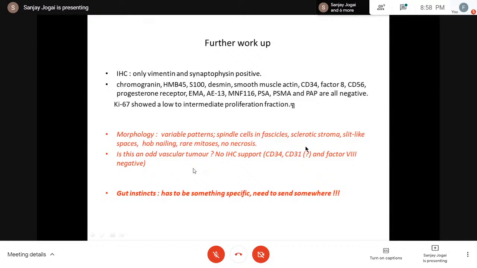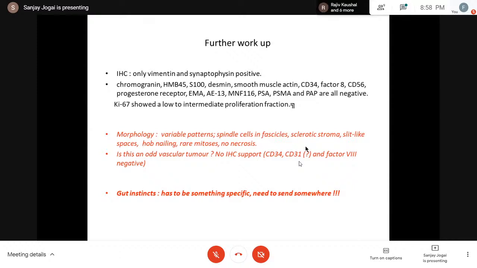Could this be an odd vascular tumor? But then CD34 and factor 8 were negative, CD31 I wasn't sure, because with CD31 we sometimes see a bit of background. Now, by this time I had already run out of ideas, so I had sent it to Brompton, I had sent it to Marsden, so I thought, okay, let's go a little further. So, send it to Henry Tazelar, who is in Mayo Clinic, Arizona.